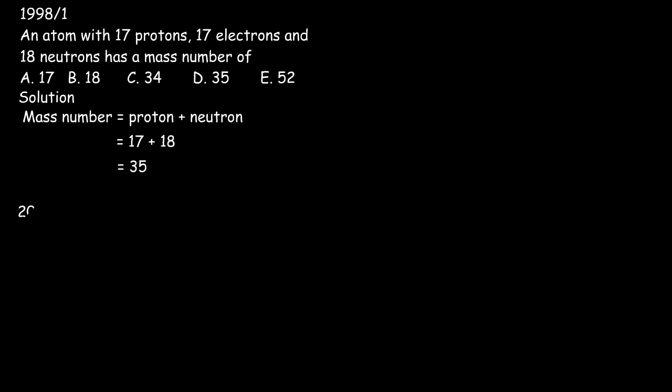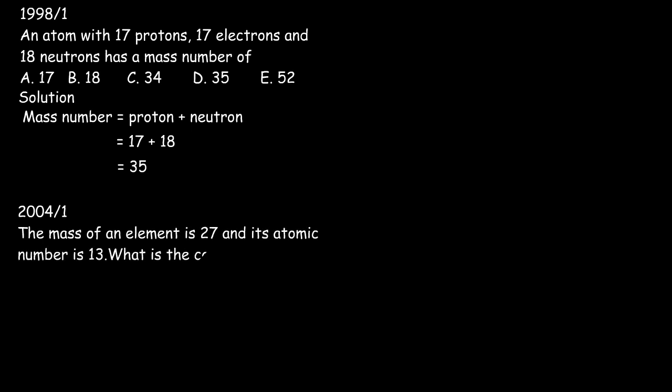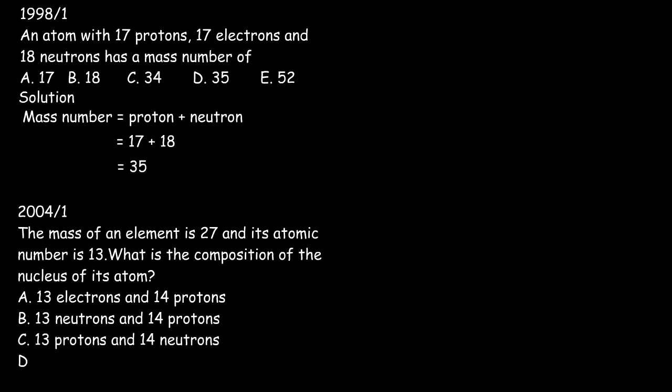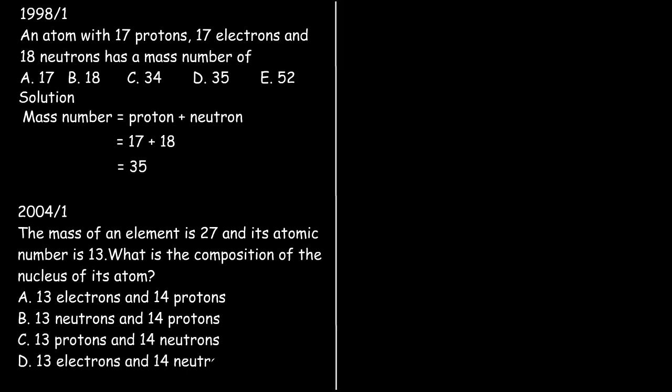We have our final question from 2004, and it states that the mass number of an element is 27 and its atomic number is 13. What is the composition of the nucleus of its atom? A. 13 electrons and 14 protons. B. 13 neutrons and 14 protons. C. 13 protons and 14 neutrons. And D. 13 electrons and 14 neutrons.